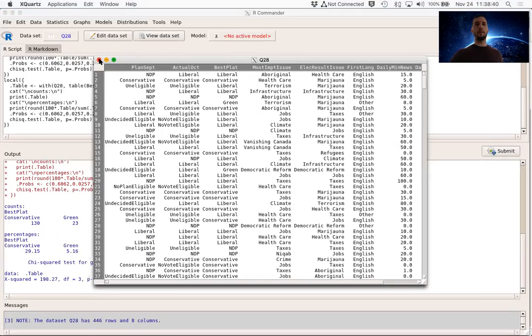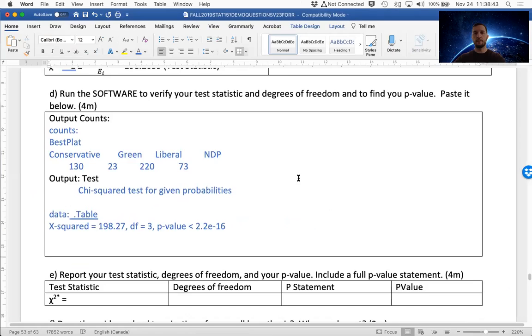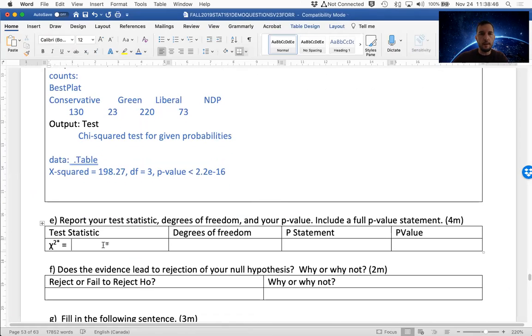Okay, so with that being given to us, we can then finish off the test. So report our test statistic, again, 198.27. Report the degrees of freedom, 3. Our p-value statement here is going to be p, that the chi-square value is greater than 198.27. And then the p-value is going to be 2.2 e to the negative 16, which is basically just equal to 0.